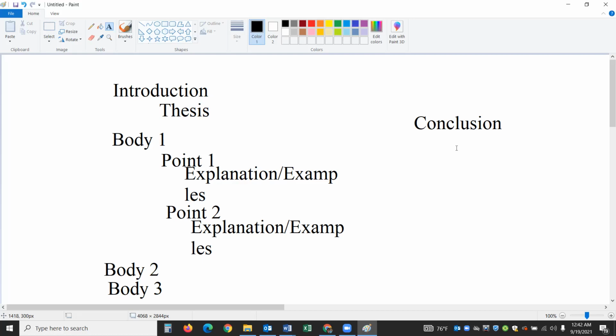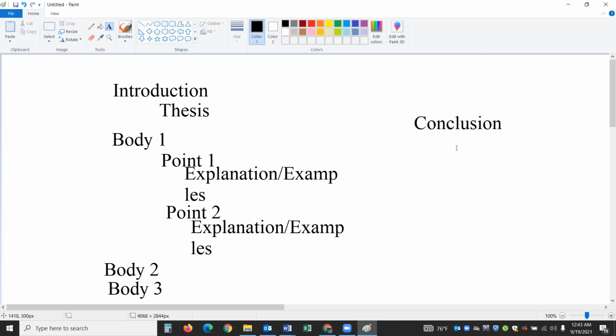Body paragraphs are designed to support your thesis. And we're going to again talk about the thesis much more later, but the thesis is the main idea, right? It's here's what I'm going to be talking about. Body paragraphs serve the point of proving whatever it is you're talking about. So in order to prove it, you need to have points about those topics and examples and explanations about those points.